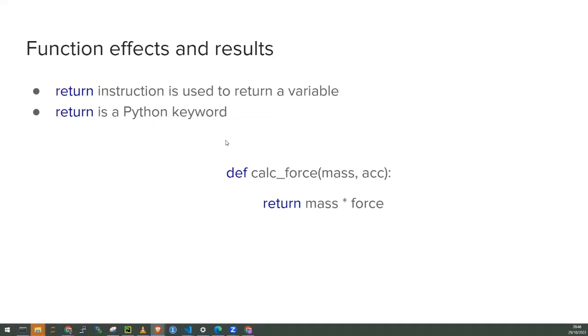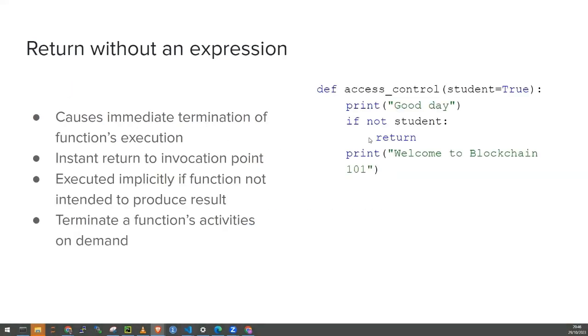So, return without an expression, right? Here there's an expression. Over here, there's not an expression. So the return essentially causes an immediate termination of your function's execution. So look at this one called access control. If this person is a student, well, the default value of this is true. And then we say print good day, right?